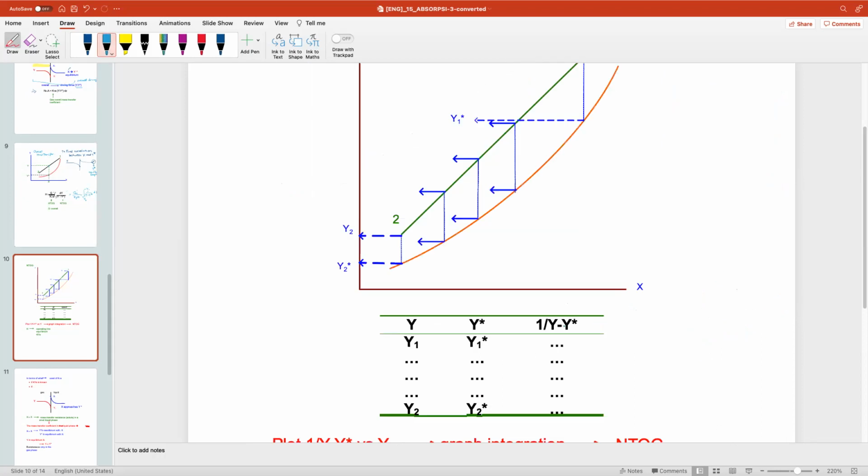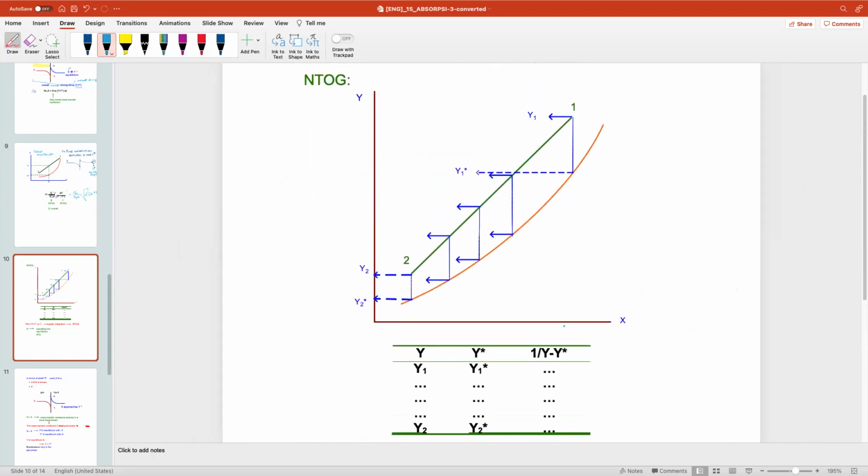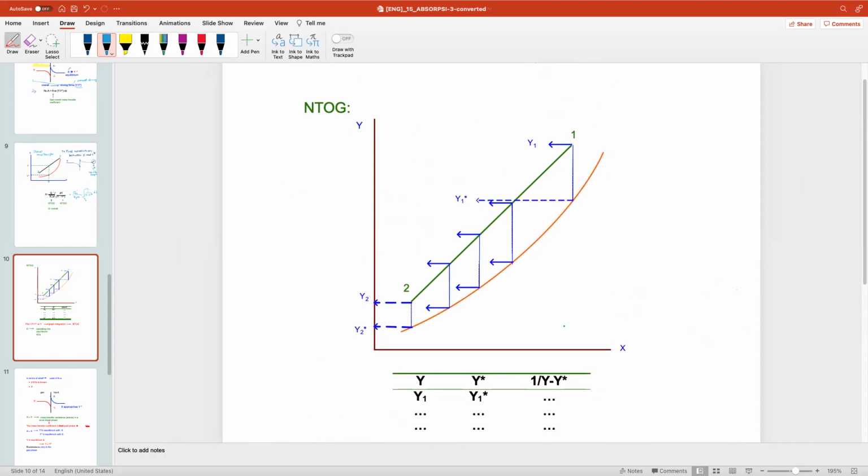All right, so if you consider calculating the NTOG, the number of transfer units for overall gas, with the overall mass transfer of the gas, then you can again check the y1 and y2, and divide them into a number of segments. For example, you want to divide it into 6 segments or 5 segments, and then in each y here.